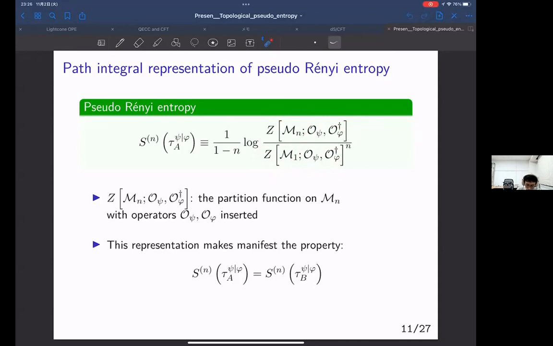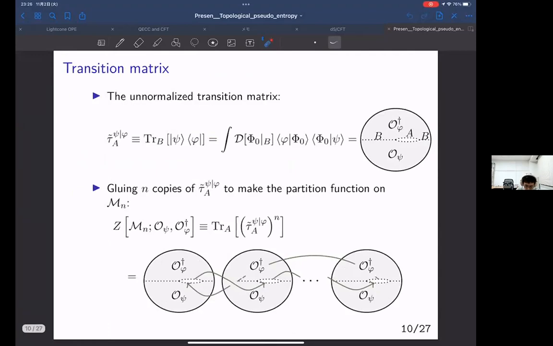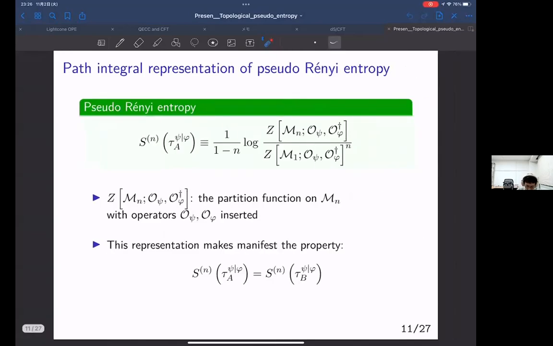The previous derivation makes manifest the following property. The pseudo entropy, or pseudo-Rényi entropy, is symmetric with respect to region A and region B. In the previous figure, I drew a cut along region A, but this is just a convention. You can draw your cut along region B if you like, because both of them give the same n-fold cover. So the pseudo-Rényi entropy is symmetric with respect to A and B. This is the same as entanglement entropy.